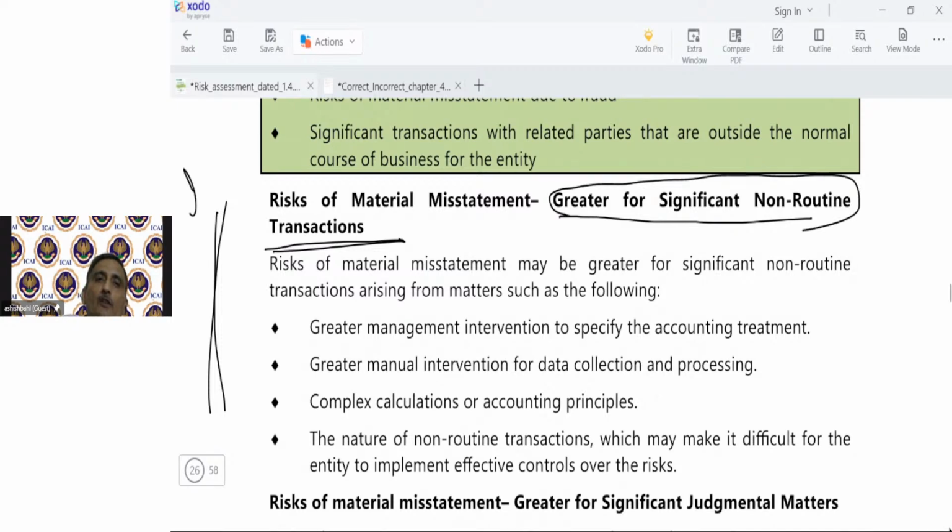This question is also very important, guys. Okay. Yes, Sonali, periodical transactions can also be said as non-routine. Yes. What is non-frequent? What is non-routine? So it means it is not occurring regularly. So risk of material misstatements may be greater for significant non-routine transactions arising from matters.